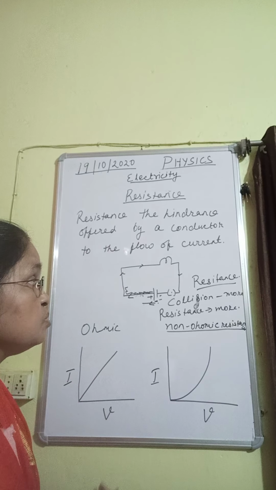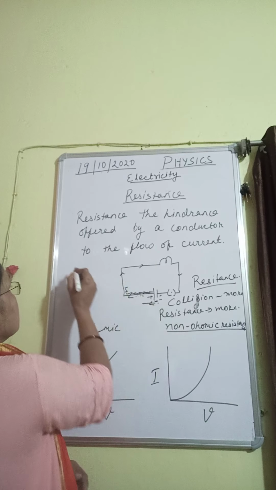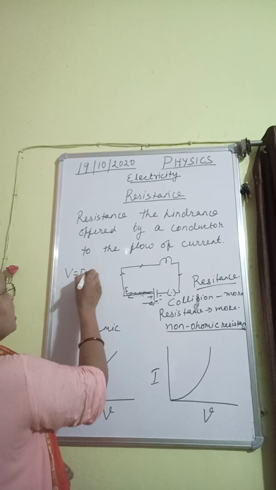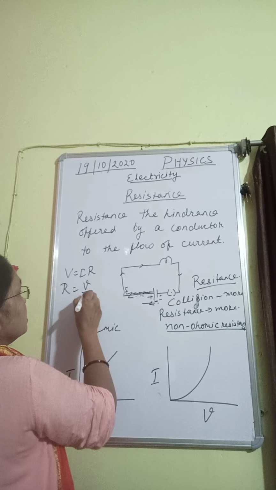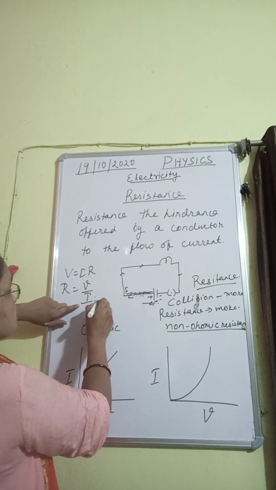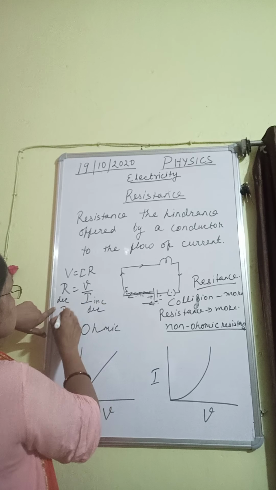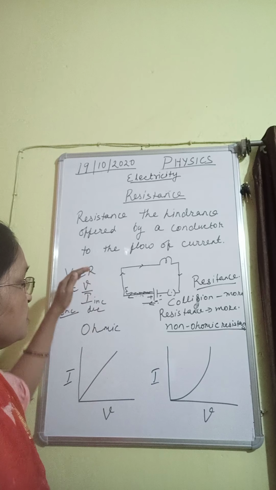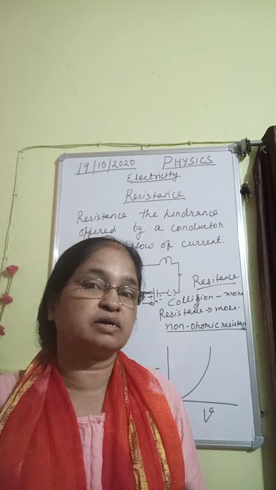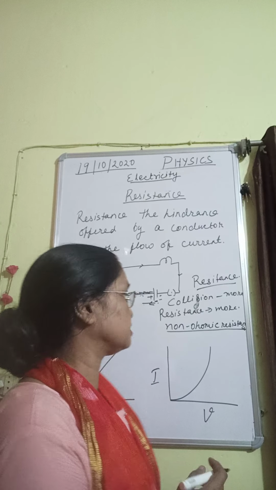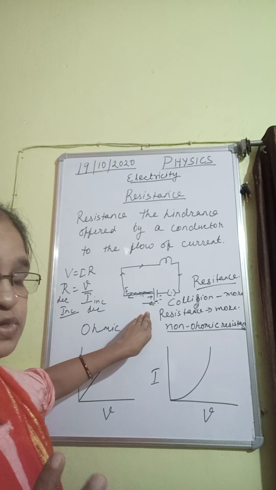If resistance is more, current flow is less. So we have studied Ohm's law, that is V is equal to IR. So we can write R is equal to V by I. Meaning if current increases, resistance decreases. If current decreases, resistance increases. We find only this. Naturally, if collision is more, the flow of current will be less. This resistance we see is of two types.